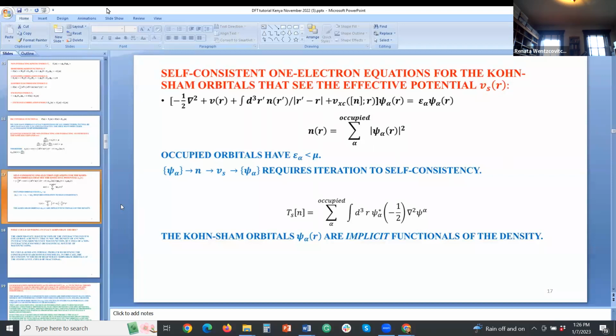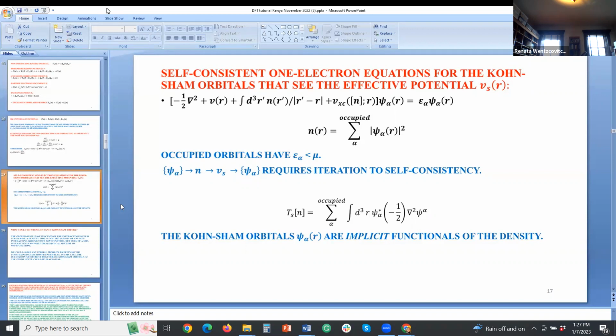Now, solving this equation is not immediate because it's a self-consistent equation. In order to find the density, you have to find the orbitals. To find the orbitals, you have to know the density. In fact, the chain is something like this. If you knew the complete set of Kohn-Sham orbitals indicated by the curly bracket, you could immediately construct the density by the second equation on this slide. From the density, you could construct the effective potential Vs of R by the first equation on this slide. Then you could solve that first equation to find the orbitals.